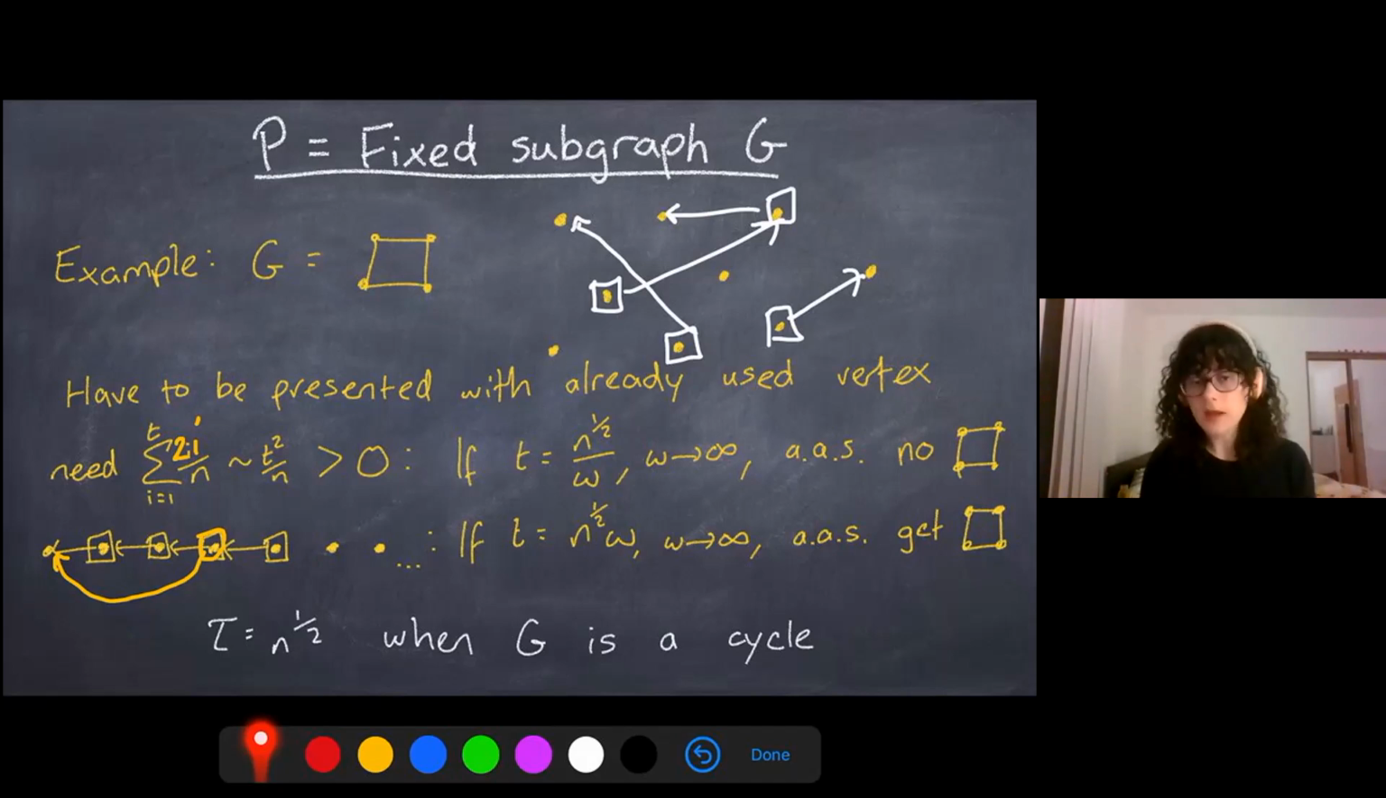And we have that for cycles. Obviously, this generalizes to all cycles. This wasn't special for 4 cycles. We get that the threshold is like root n. So the next question is, for a general subgraph G, what is driving this power of n on these thresholds?